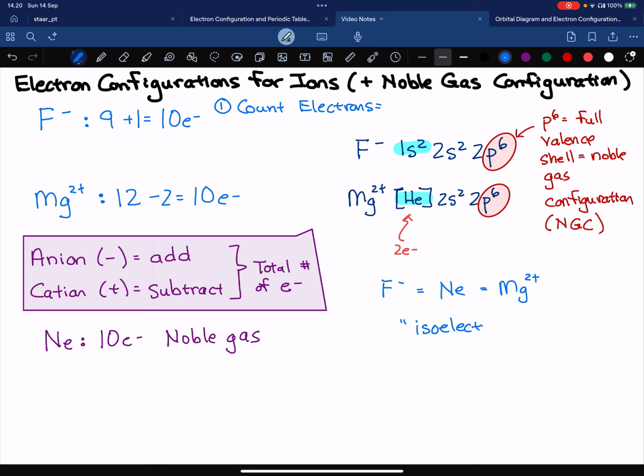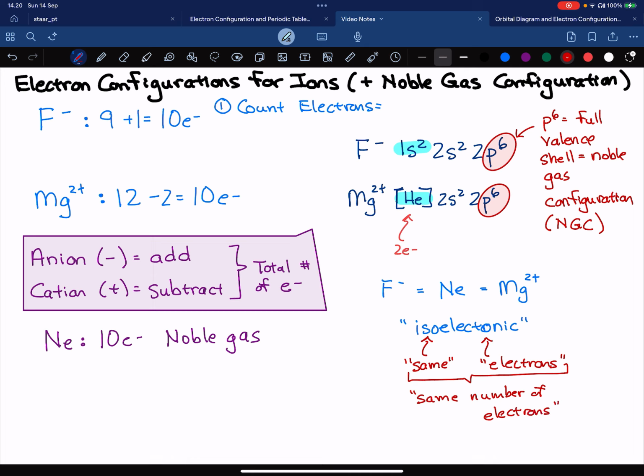isoelectronic, because the word iso means same, and the word electronic, of course, means electrons, and so that particular word means same number of electrons. Same number of electrons. All right.